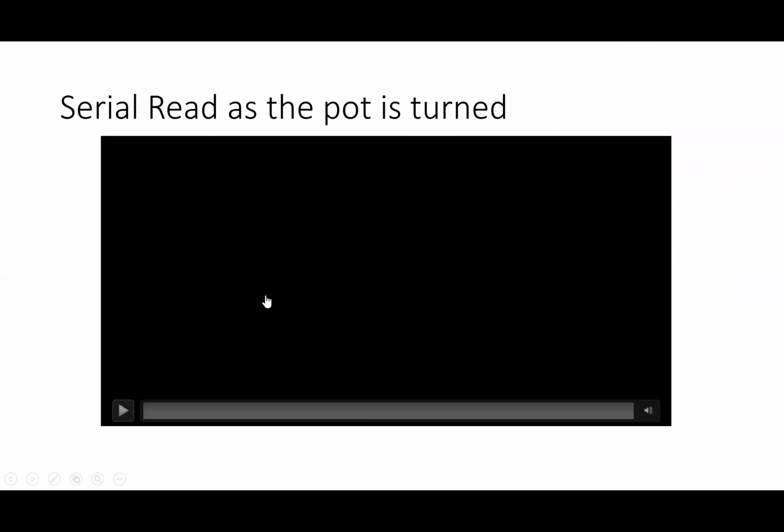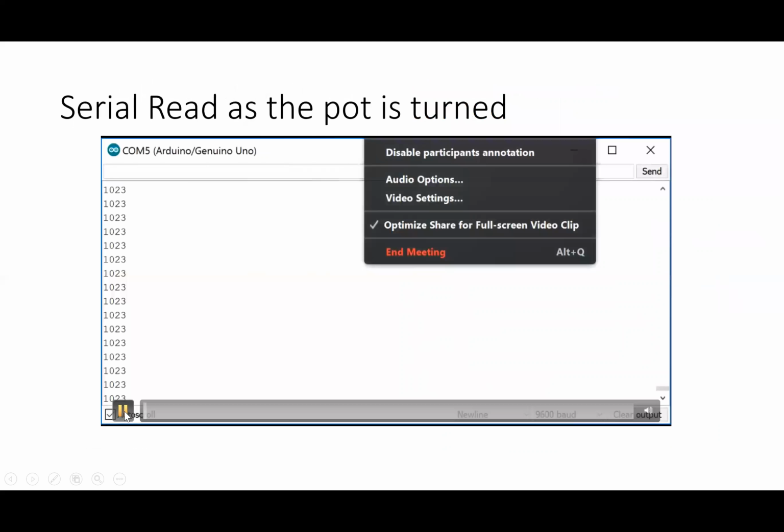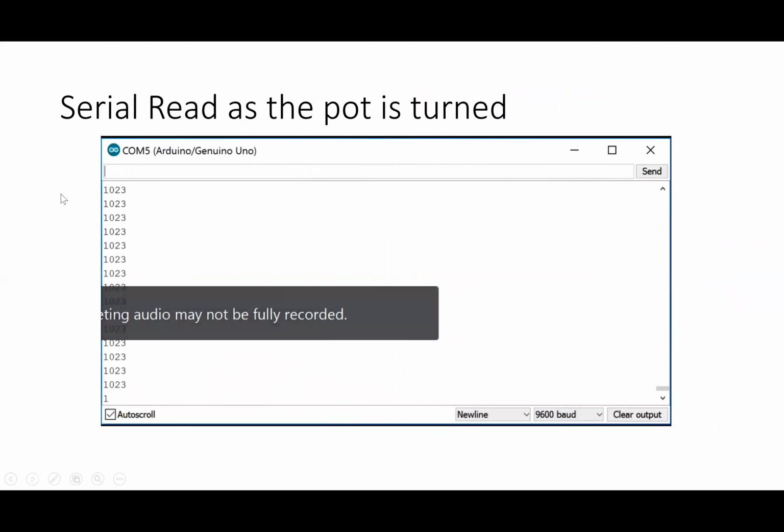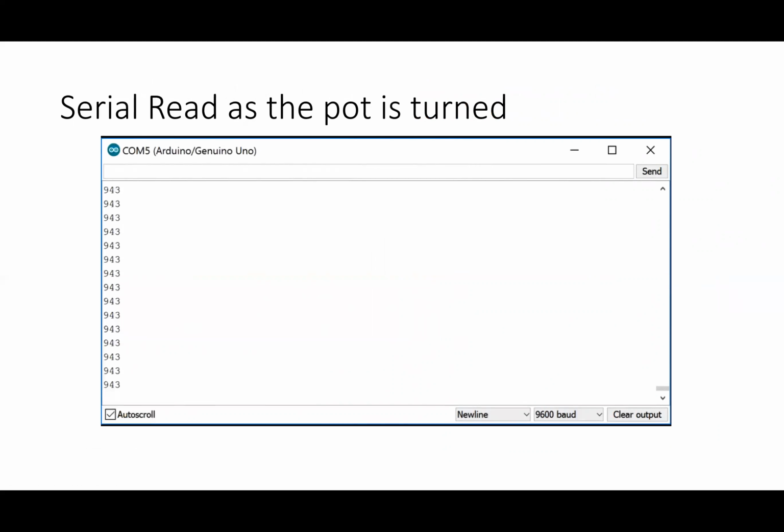All right, let's take a look at what we get as we turn the serial monitor on with that program loaded onto the Arduino, and we're reading 1023 because the wiper is connected to 4.9 volts. But now we're turning the wiper down to 0, and you'll see the number dropping all the way down to 0.